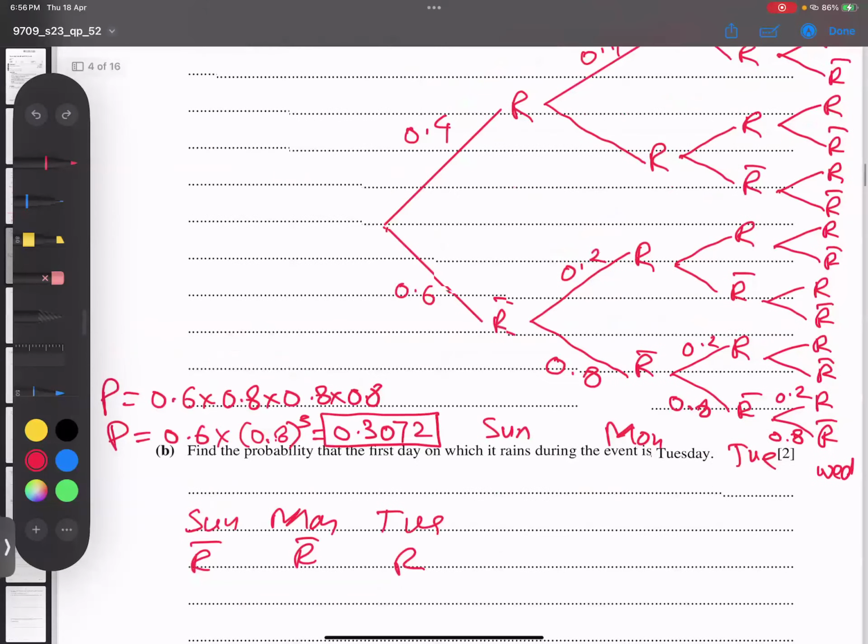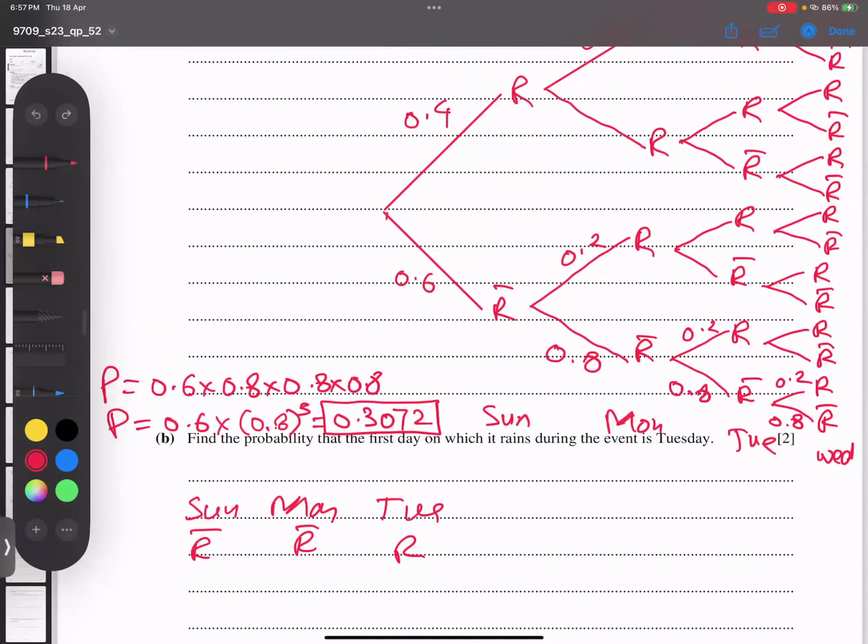So it means first no rain, Sunday is 0.6. Monday, no rain. So this Monday, no rain, no rain and no rain. I can write here 0.8.